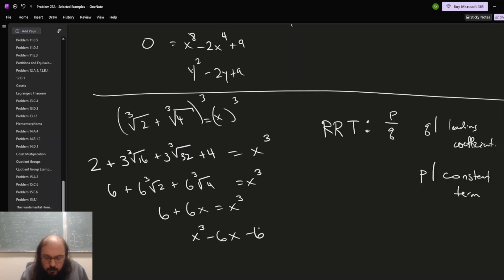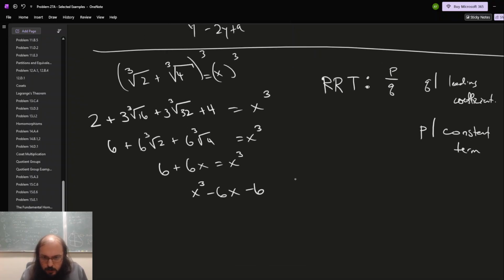But in this case, the leading coefficient is 1. So actually, the rational root test tells me that any solution has to be an integer. And in particular, it would have to divide 6. So the only choices for possible rational roots are plus or minus 1, plus or minus 2, and plus or minus 3. We can just check those. That's not so bad.